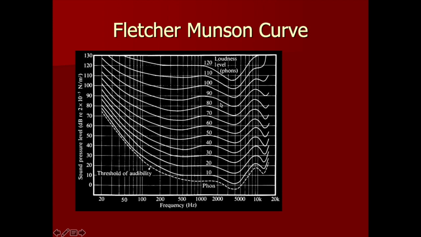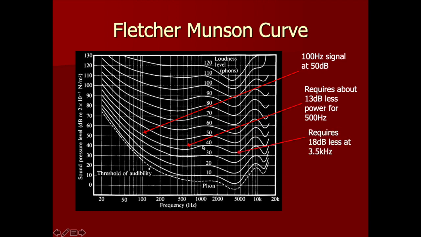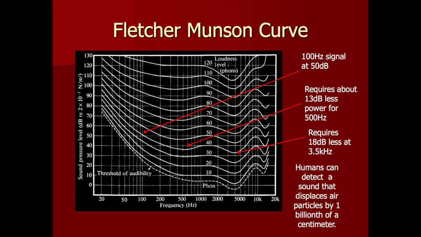So when someone says, are these two notes the same volume? That's what they got. So here, for this example, a 100 hertz signal at 50 dB is here. And then to make it sound about the same, it took 13 dB less for the 500 hertz and 18 dB for 3.5K. As an interesting aside, humans can detect a sound that displaces air particles by 1/1000th of a centimeter. You don't need to know that for a test. It's just interesting. That's how fine-tuned we are.